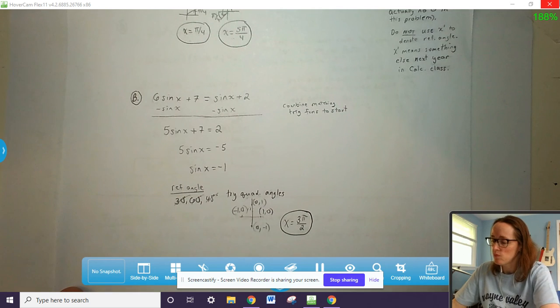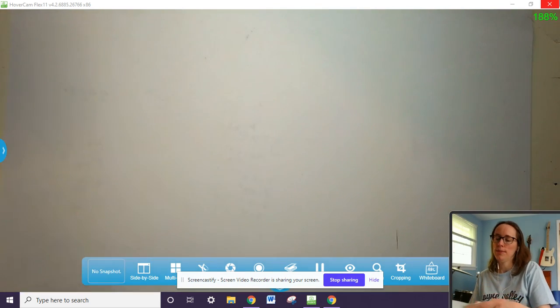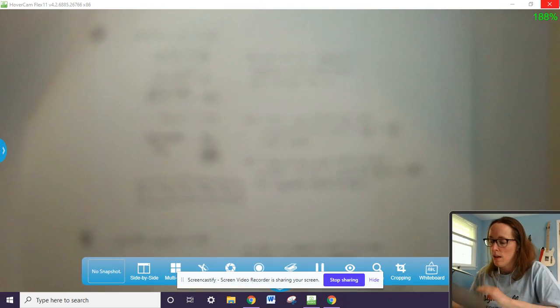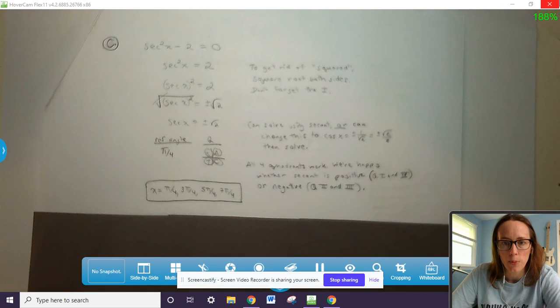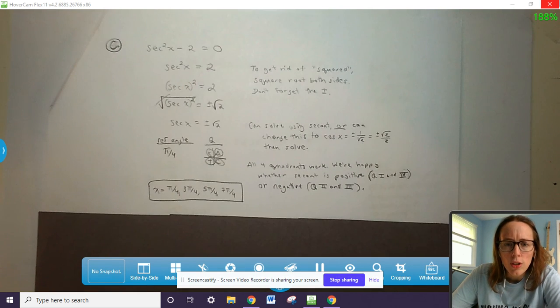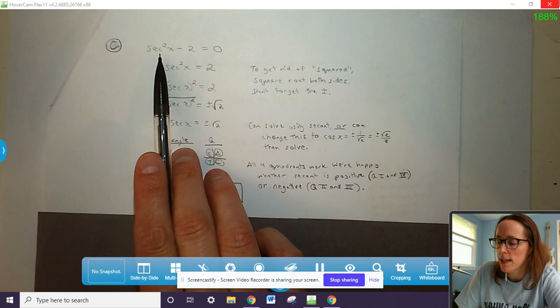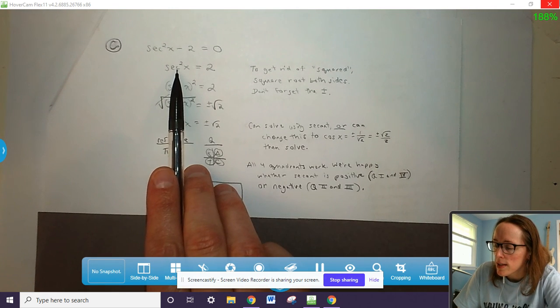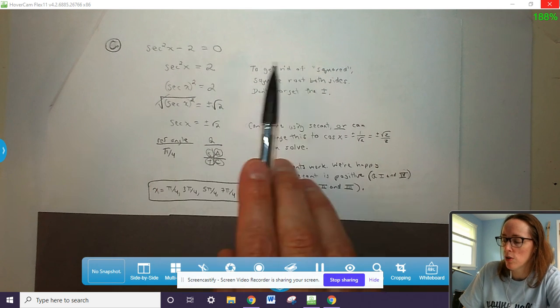All right. Next is example C. And for example C, there's a few things to be learned in this example. So we do want to start again by isolating the trig function. So we do want to get secant by itself, but here secant is not by itself because it has squared. So to get rid of squared, use the square root on both sides.